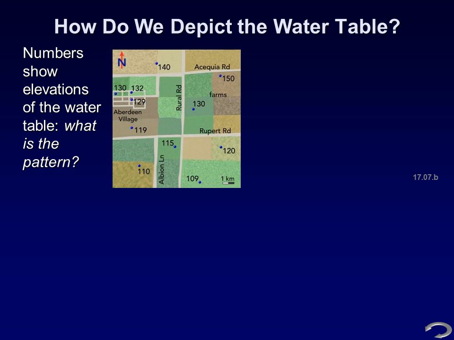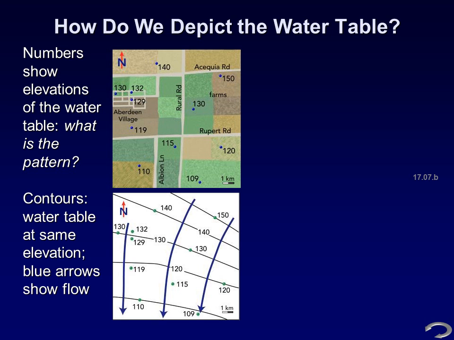Okay, so what I look for in this image is where are my highest numbers and where are my lowest numbers, because I know each number represents the elevation of the water table, and water always flows from higher elevation to lower elevation. So where are our highest elevations? Okay, I can see in the upper right hand corner I've got a 150 and then 140 to the left of that, and it's getting lower as we move down, or south, on our map.